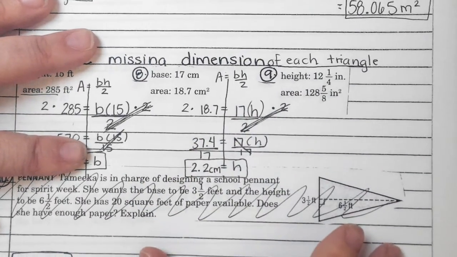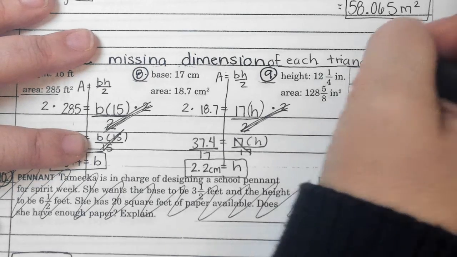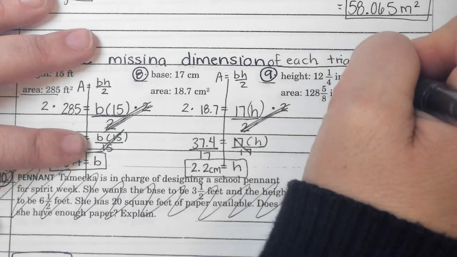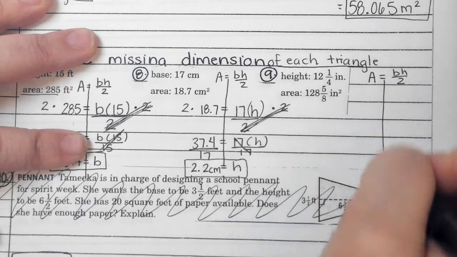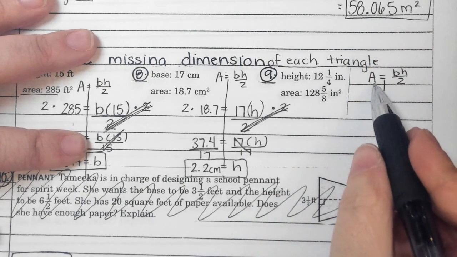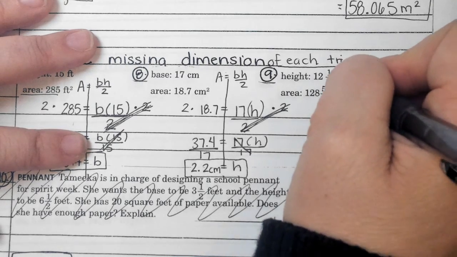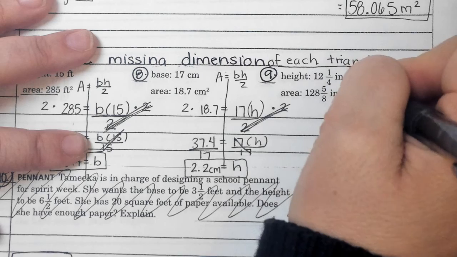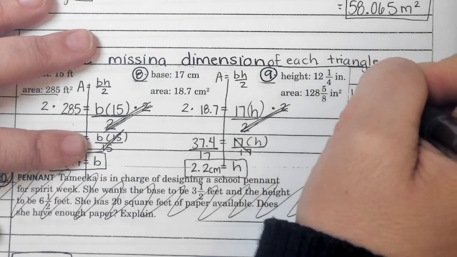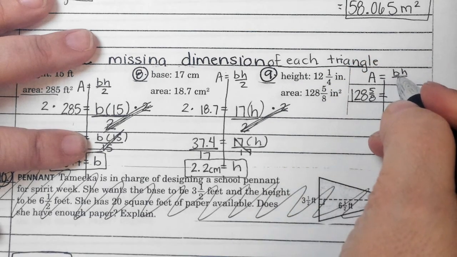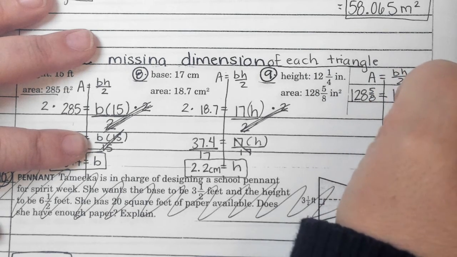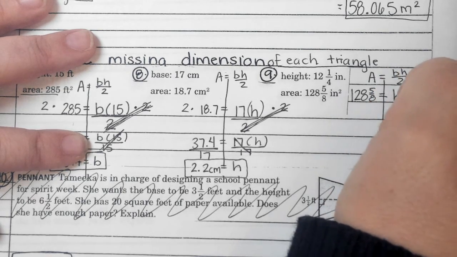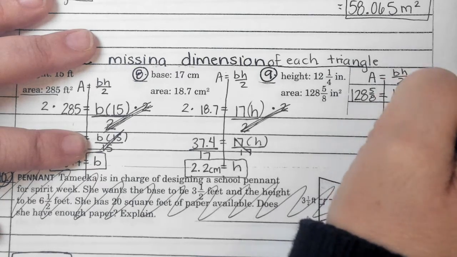Just centimeters. Alright? Number 9. First thing we're going to write. Formula. A equals BH divided by 2. What's my area? 128 and 5/8 equals, what's the base? We don't know. We don't know, so we're going to use B. What's the height? 12 and 1/4 divided by 2.